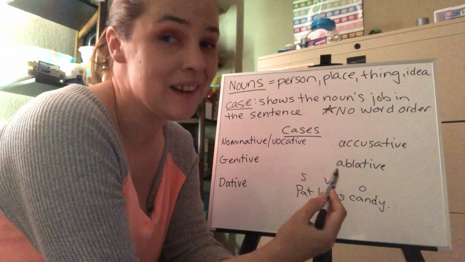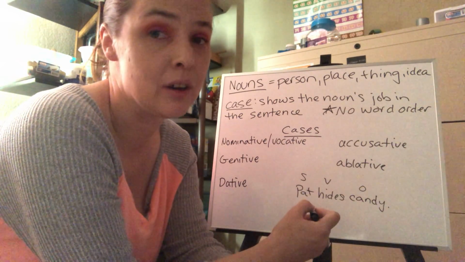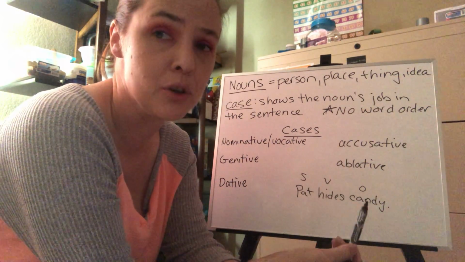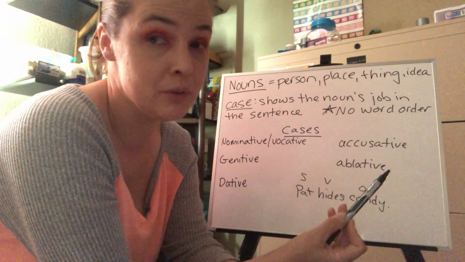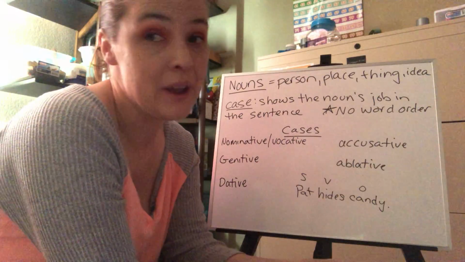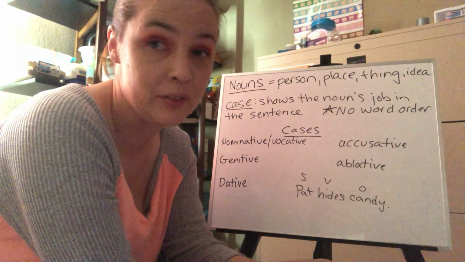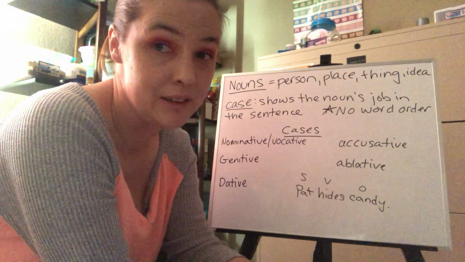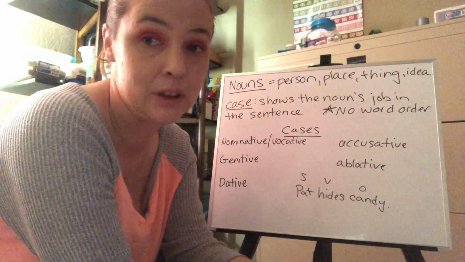Okay? Latin doesn't have this. There's no such thing as word order in Latin. There are a few rules for where you can put words and where you can't, but they're few and far between. So we have to have cases, okay? Because the case tells us what that word is doing. If we didn't have cases, Latin would be nonsense. You couldn't make sense out of it.